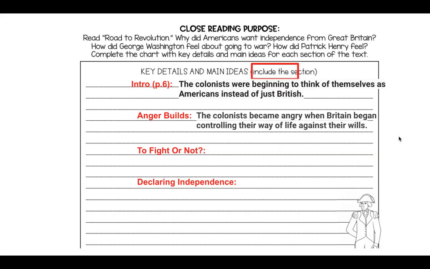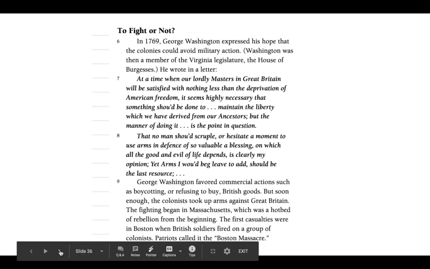Okay, so for Anger Builds, what I came up with as the main idea was the colonists became angry when Britain began controlling their way of life against their will. So they had no say in it. They were just having these things put upon them. Next section, To Fight or Not.